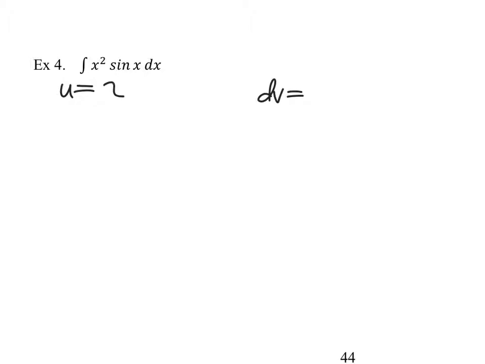If I let u equal x squared, I will get simpler because du would be equal to 2x dx. So I'll let dv equal everything else. So sine x dx.